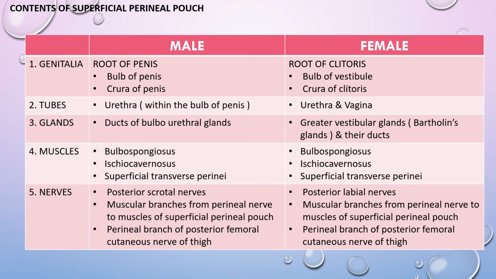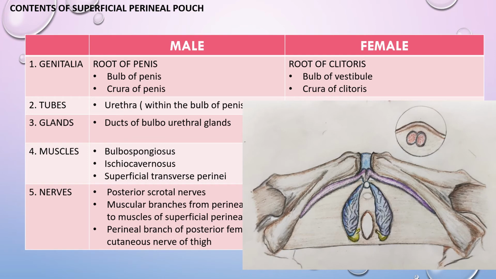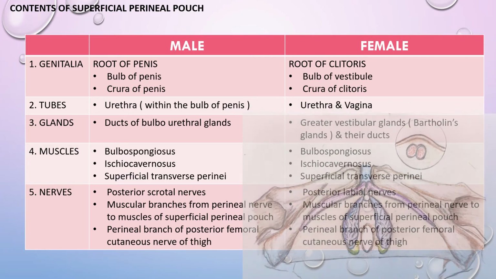The root of the clitoris lies in the superficial perineal pouch in female. The root of the clitoris consists of bulb of the vestibule and crura of the clitoris. In the diagram, you can appreciate the bulb of the vestibule on either side of the urethral and vaginal orifice. The crura of the clitoris is attached to the ischiopubic rami.